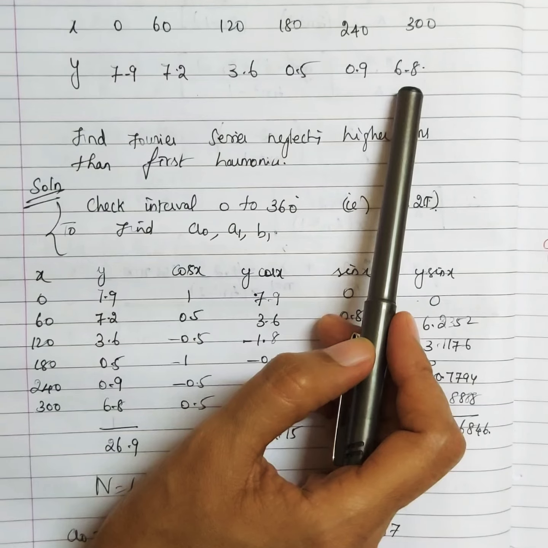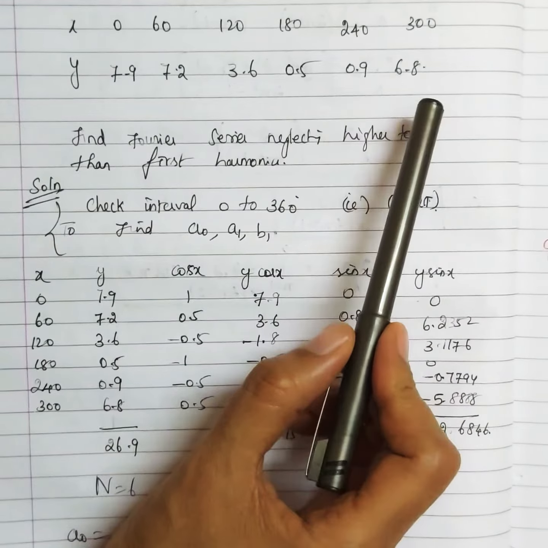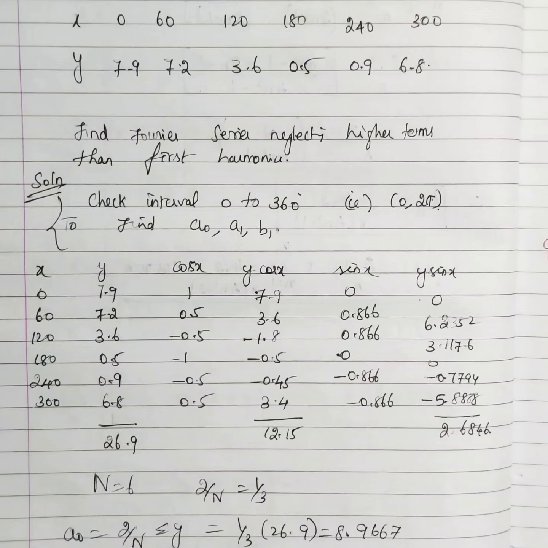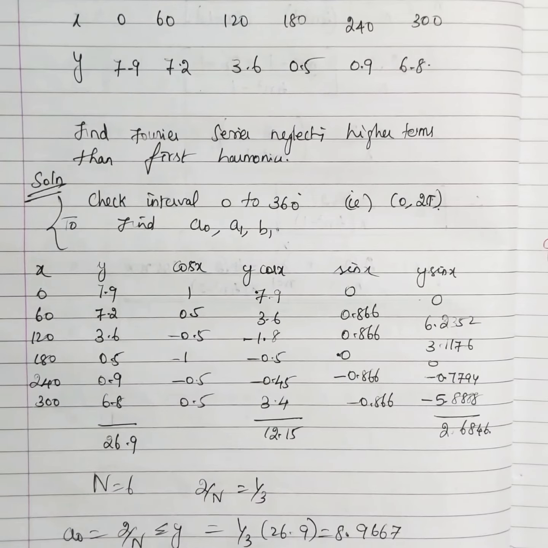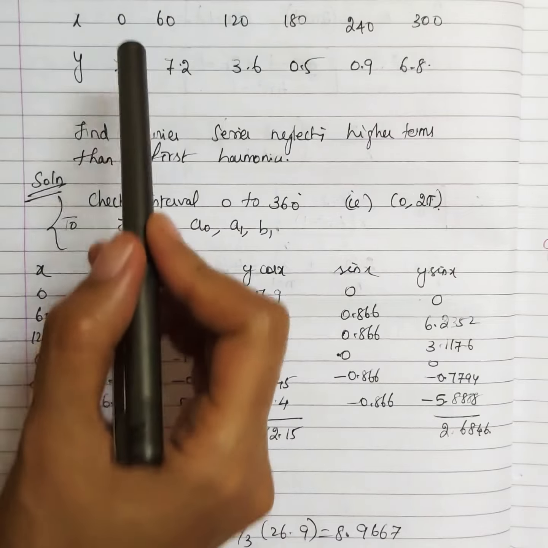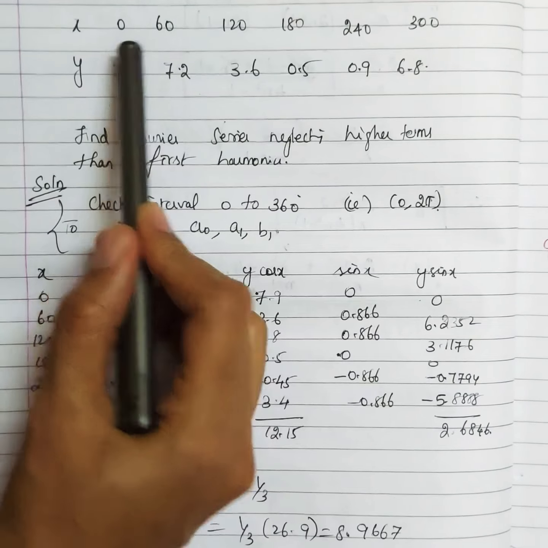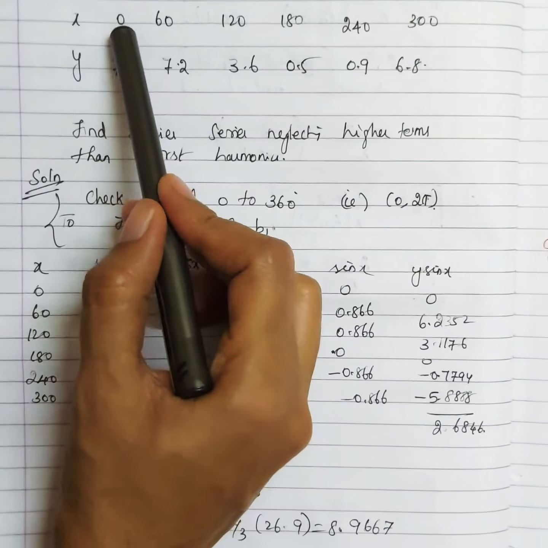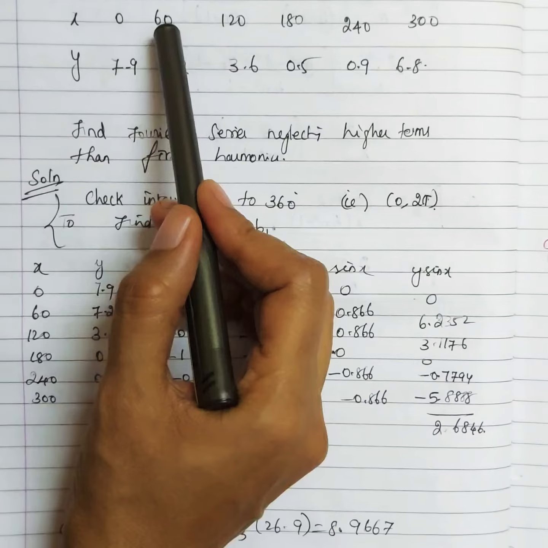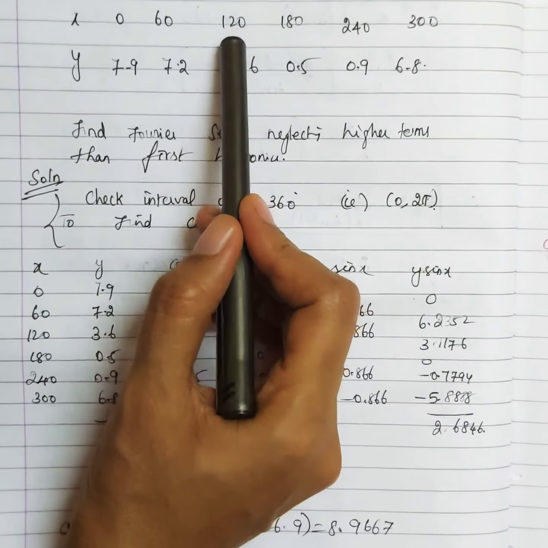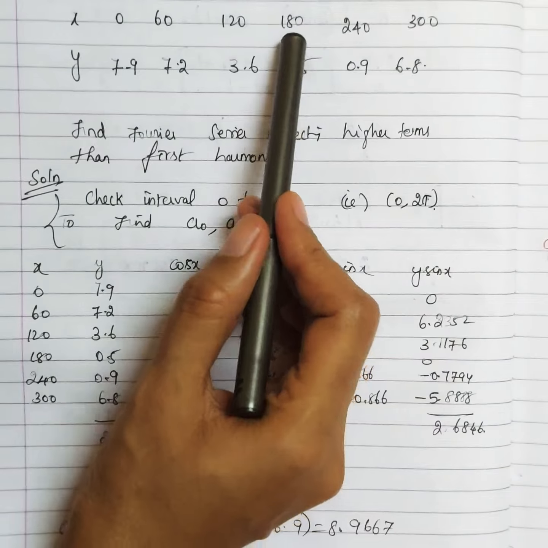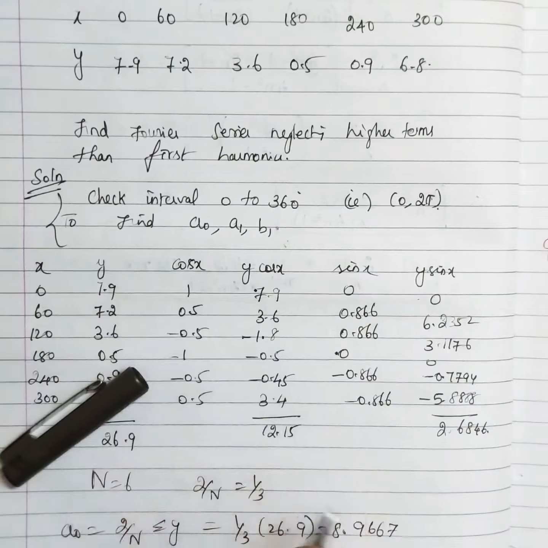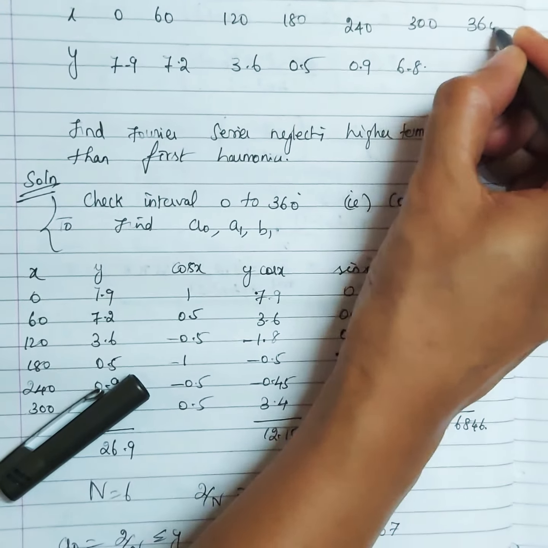So first of all, one small thing you have to be very clear about is to check whether it's a full range or half range. Here also we have full range and half range. They will not mention this. Then how do we find whether it's a full range or half range? See here, we are starting from 0 and end is 300. And what is the difference between these two? 0 plus 60, 60. 60 plus 60, 120. 120 plus 60, 180. 180 plus 60, and then 240 plus 60, 300. Then finally 300 plus 60 will be 360.